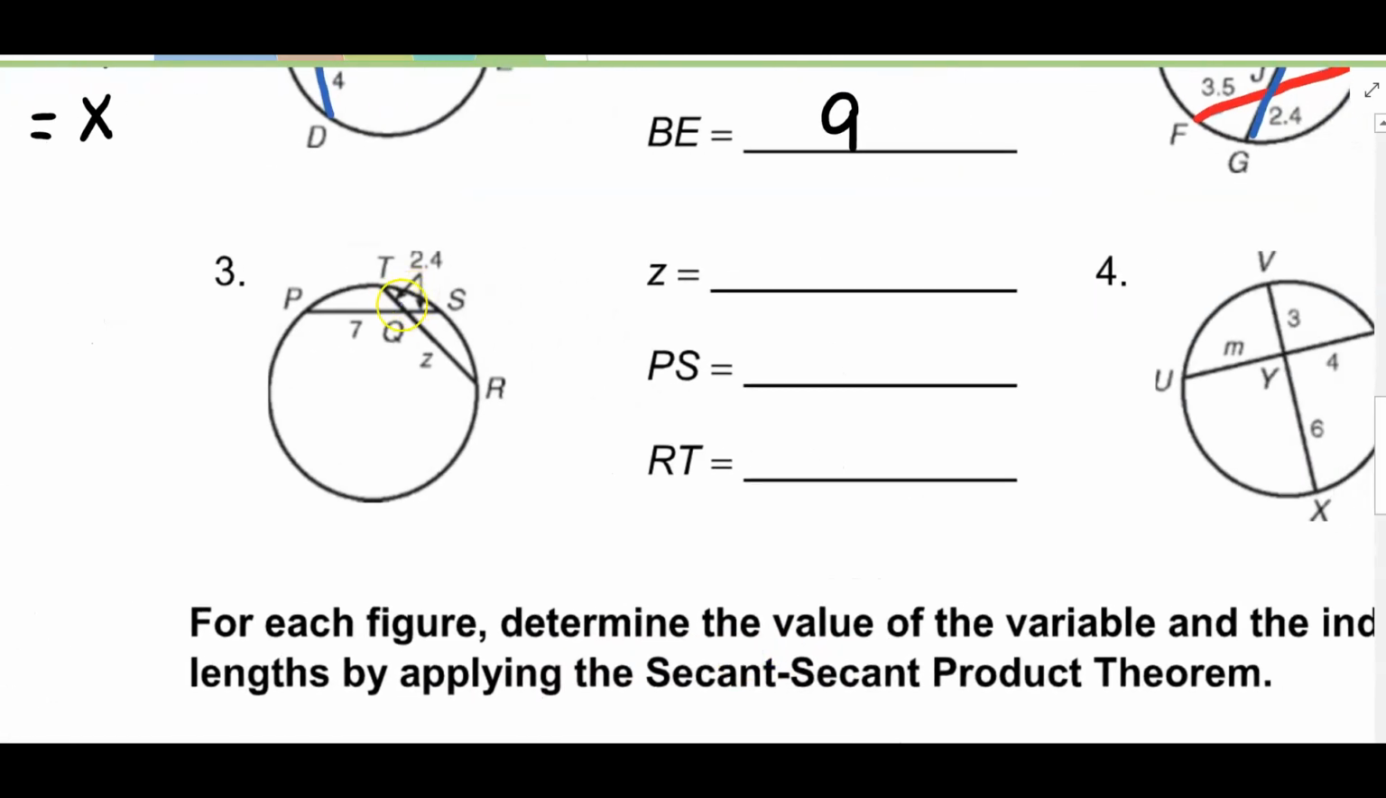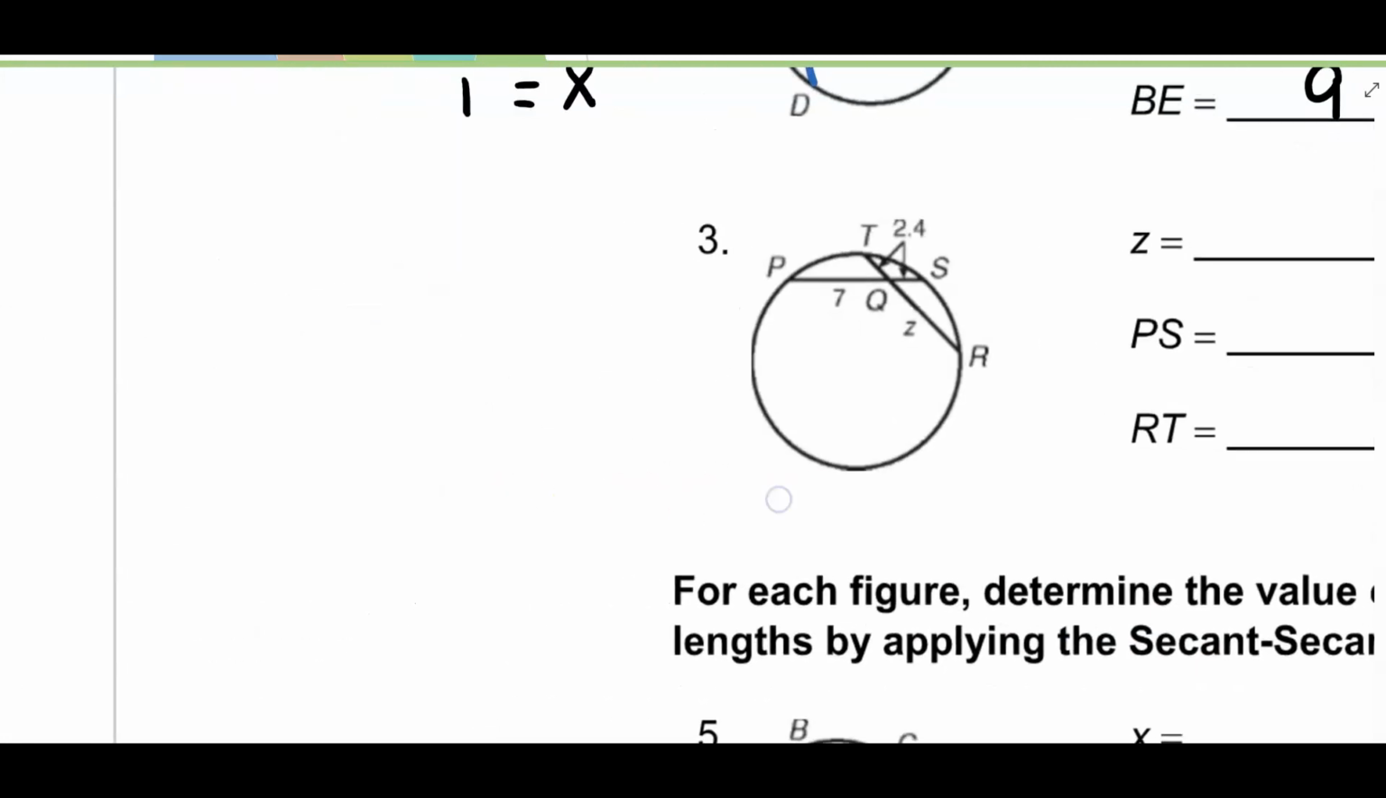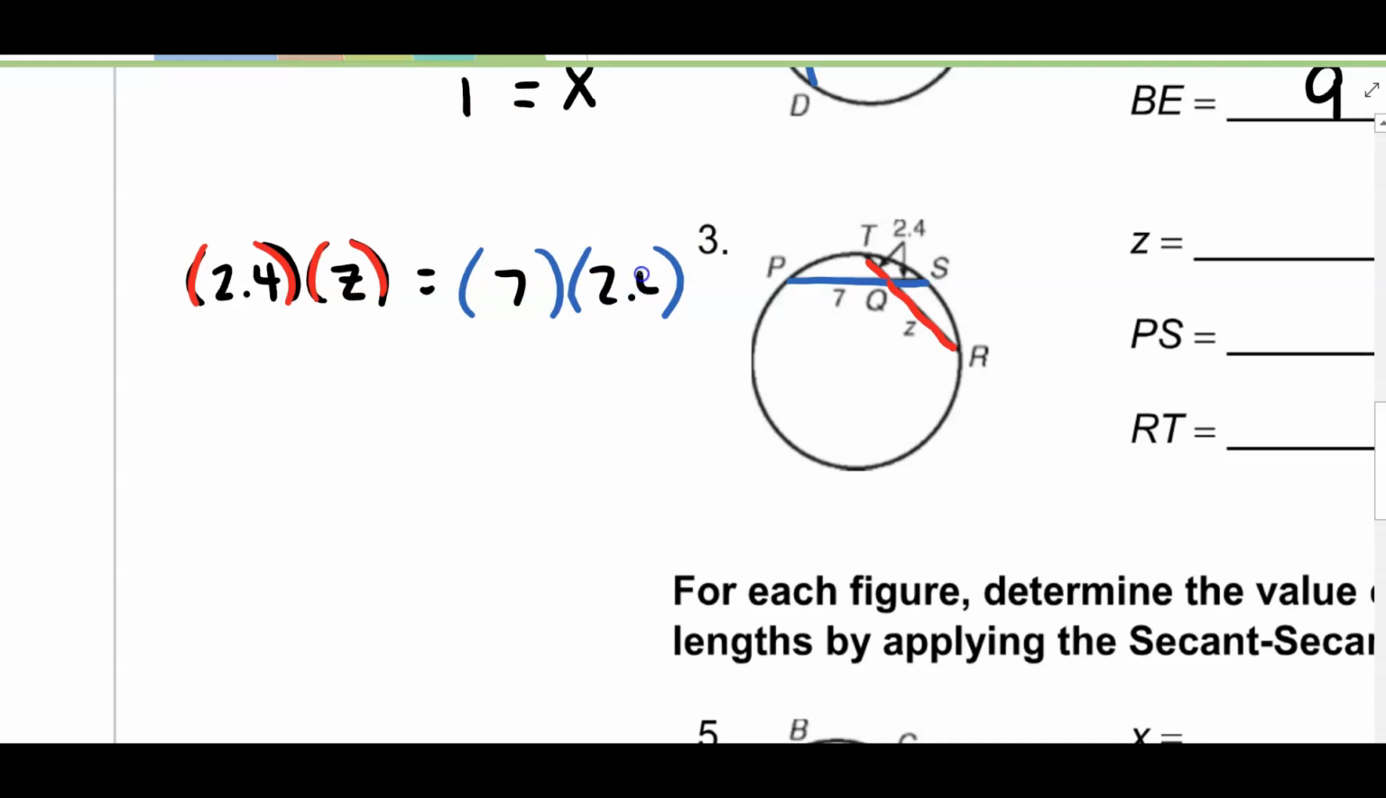Number 3. They tell us both of these are worth 2.4, so our equation is 2.4 times z, right? Those are the two parts of this segment, is equal to the two parts of the other segment, 7 times the other 2.4. So we have 2.4z equals 7 times 2.4, which is 16.8. We divide by 2.4 to find that z is worth 7.